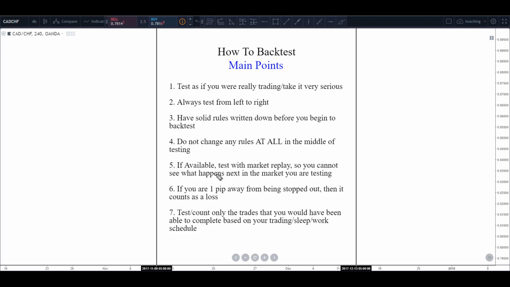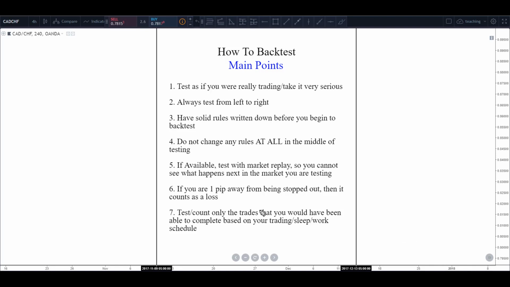Number 5 ties in with number 2, always testing from left to right, and that is if available. If your charting platform allows this, always test with market replay. What market replay will do is not allow you to see the future market data. You can replay the market from the beginning of 2018, from the beginning of 2016, however far back you test, and you won't be able to see any of the data after your current candle. It'll print the candles as if the market is trading live, but in replay mode with market data that's already happened, say from the beginning of 2018. So if market replay is available to you, I would always suggest testing with market replay to give you a more similar feeling to trading live.